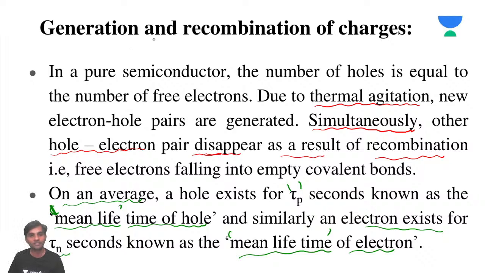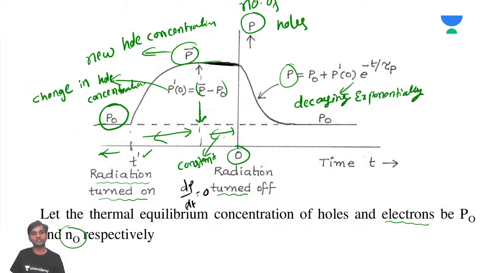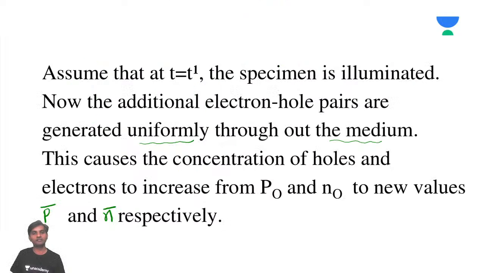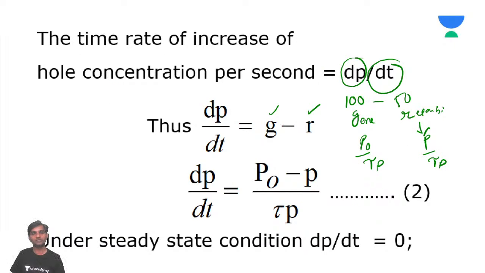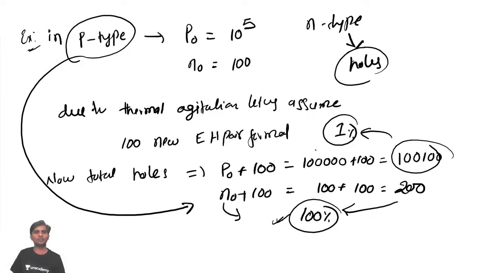Very good. Okay. Generation and recombination of charges. As I told you, tau p is the mean lifetime of a hole, and tau n is the mean lifetime of the electron. So the generated electron will disappear after some point of time. That time is nothing but this one. This is what we discussed in detail in carrier lifetime, and we have derived the generation recombination equation dp by dt for n and p naught and p. Those who missed my class can go back and listen.